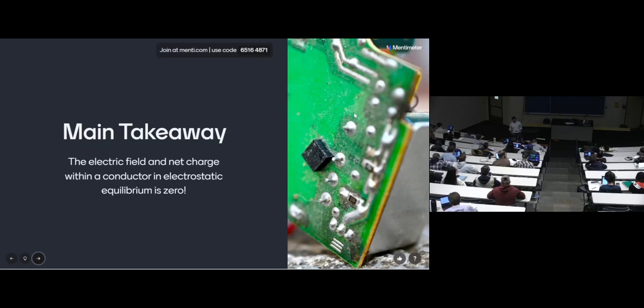Electric field and net charge within the conductor in electrostatic equilibrium is zero.